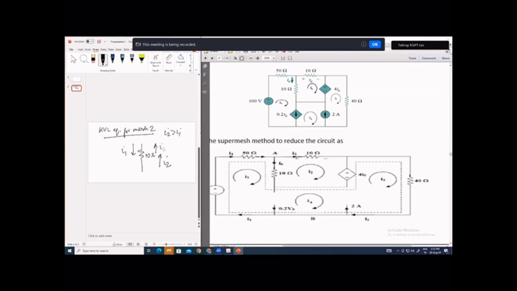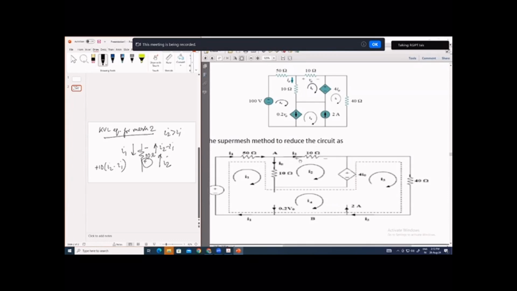So the net current will be flowing I2 minus I1. And it is in which direction? Bottom to top. So definitely this will be plus sign, this will be minus sign. If you are moving in clockwise direction, you will be encountering the plus sign first. So plus 10 (I2 minus I1). Then if you move in the clockwise direction, the next element will be the 10 ohm resistance.